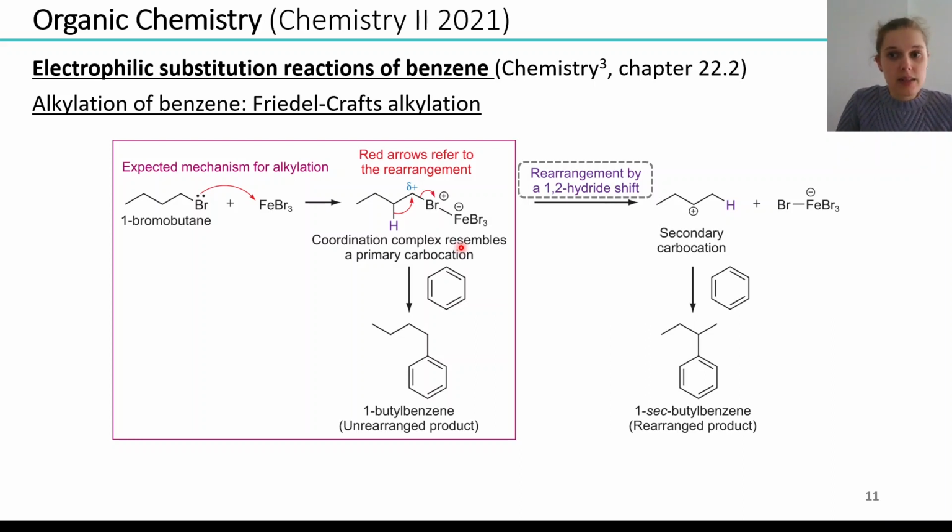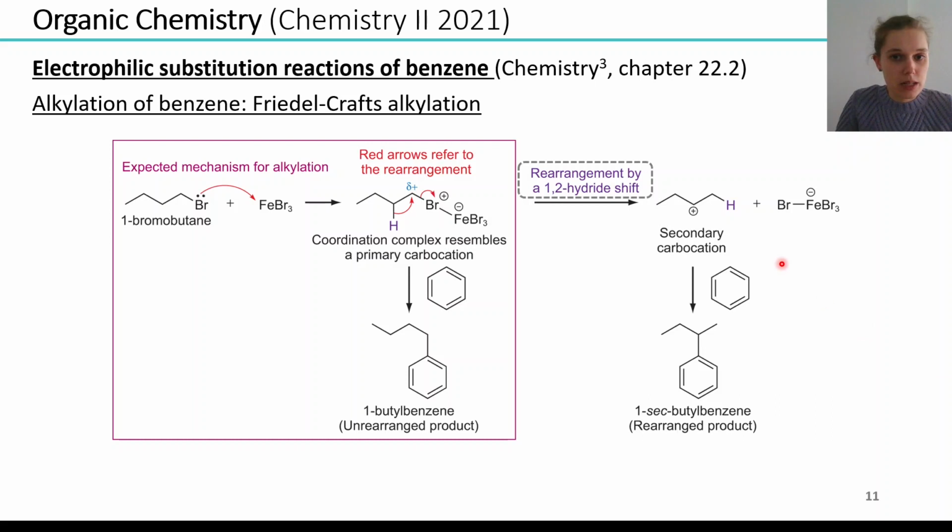And hereby, a secondary carbocation is formed, and this secondary carbocation is now more stable compared to the initial coordination complex, which resembles a primary carbocation if you have a closer look here. So you can see that the positive charge is at bromine, and this is in the primary position. Conversely, if we have this 1,2 hydride shift, we end up with this more stable secondary carbocation. So we can say that the driving force for this 1,2 hydride shift is the stability of the secondary carbocation.